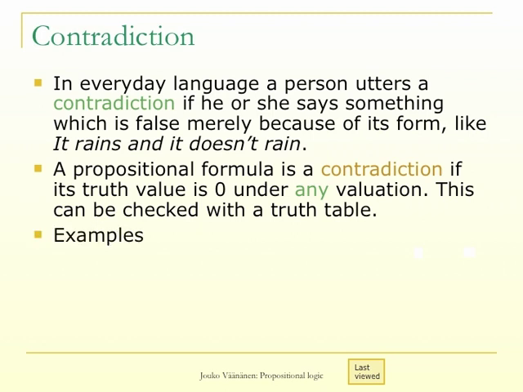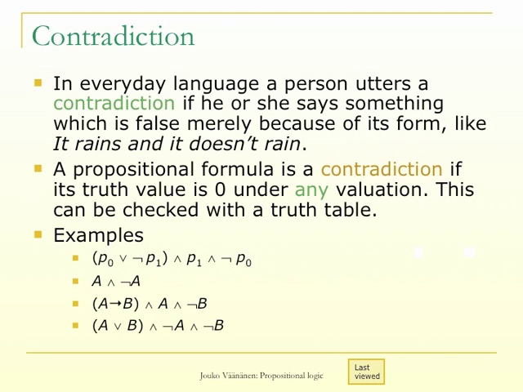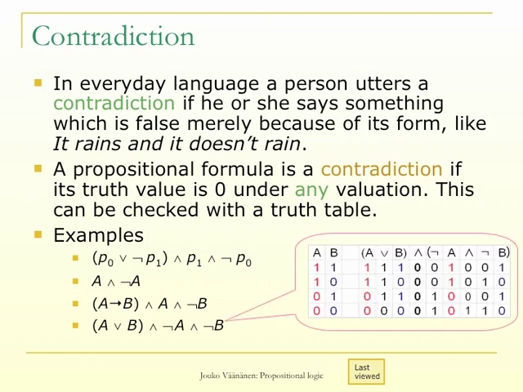Examples. Here are some examples of contradictions. (P0 or P1) and not P1 and not P0. A and not A. (A implies B) and A and not B. (A or B) and not A and not B. In each case, one can draw the truth table to see that the formula is contradictory.